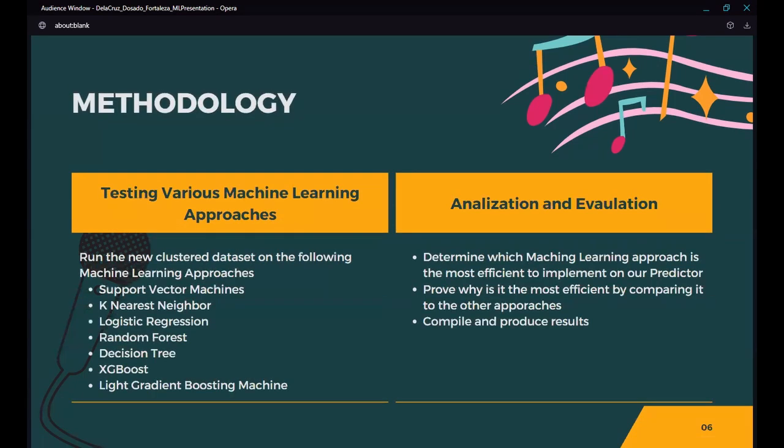After that, we will be testing various machine learning approaches. For that, we will run the new cluster data set on the following machine learning approaches, which are support vector machines, k-nearest neighbors, logistic regression, random forest, decision tree, XGBoost, and LightGBM. After we have tested all the varying machine learning approaches, we will go to analysis and evaluation, which determines which machine learning approach is the most efficient to implement on our predictor, by comparing it to the other approaches, and then compile and produce the results.